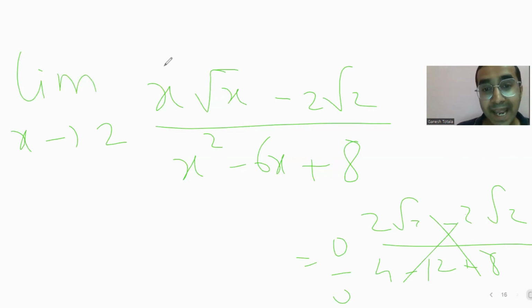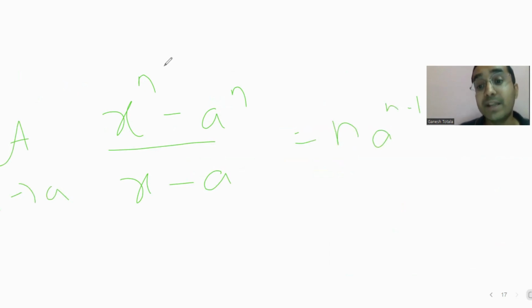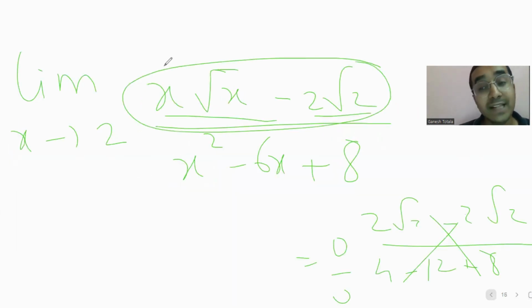Now, x root x minus 2 root 2. Whenever in the numerator we get root x and x associated, or 2 and root 2, or n and root n associated, always try to use this formula: limit as x is tending to a of x raised to n minus a raised to n divided by x minus a is equal to n into a raised to n minus 1. Now, how to convert the numerator in that form? This numerator is not in the standard form.